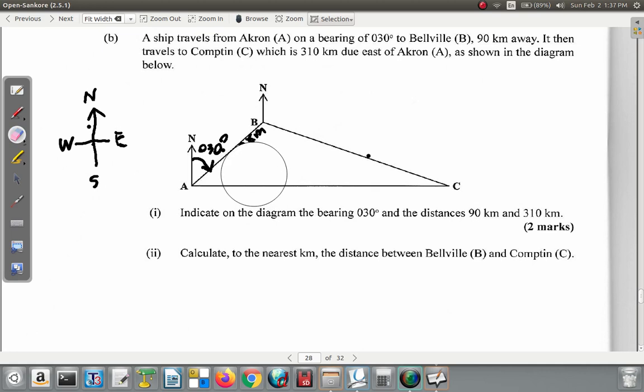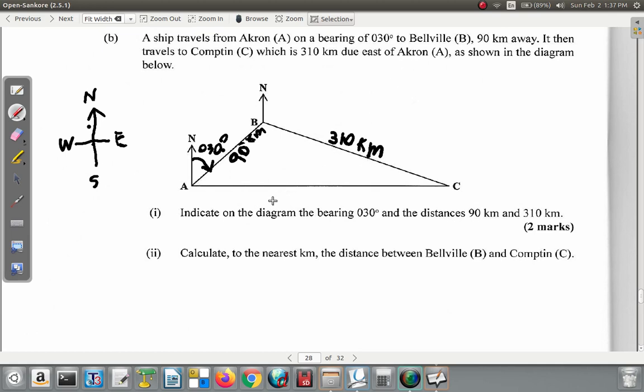Let me see if I can fix up the writing here. So that's 90 kilometers, and it says it then travels to C, which is 310 kilometers due east of A. So this is 310 kilometers. All right.